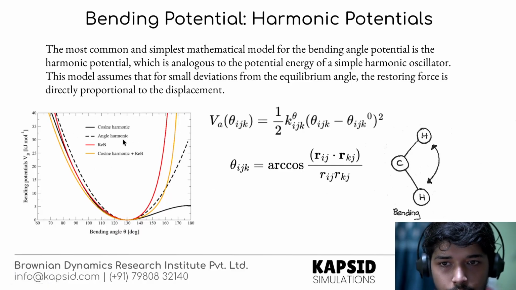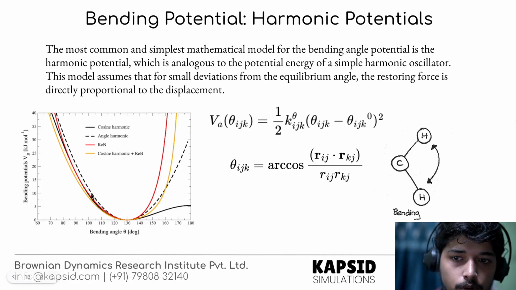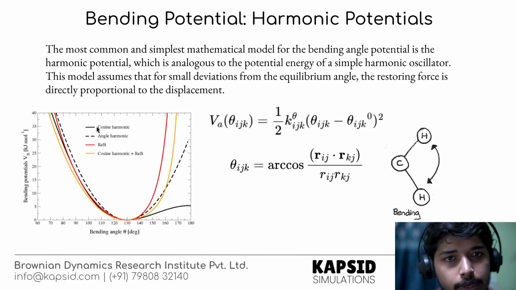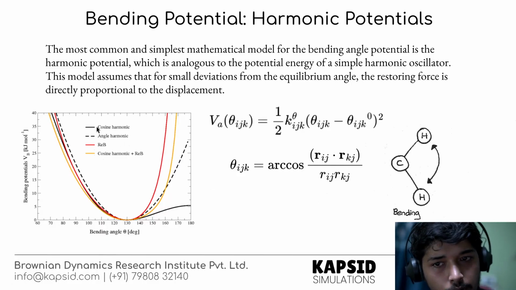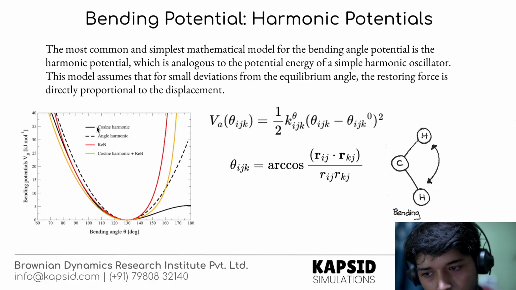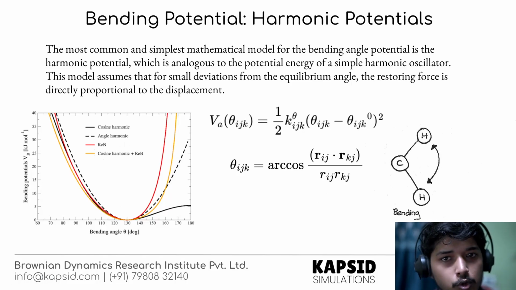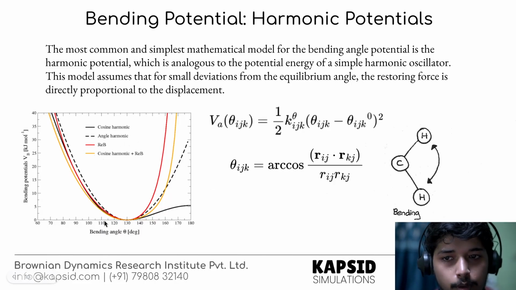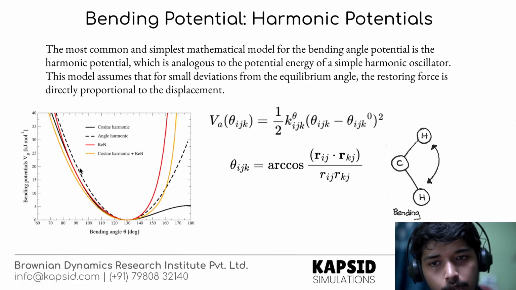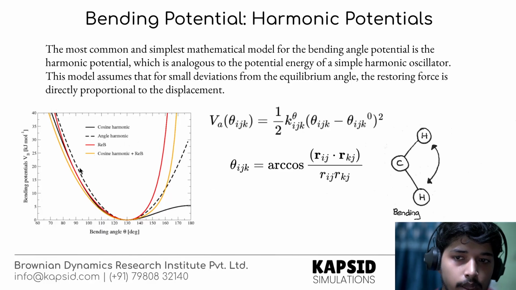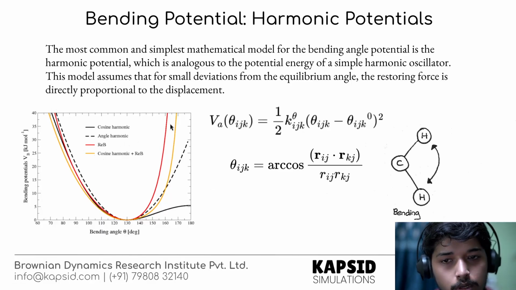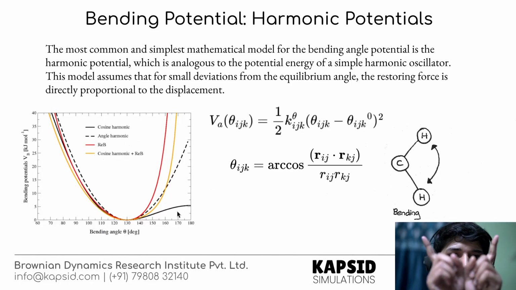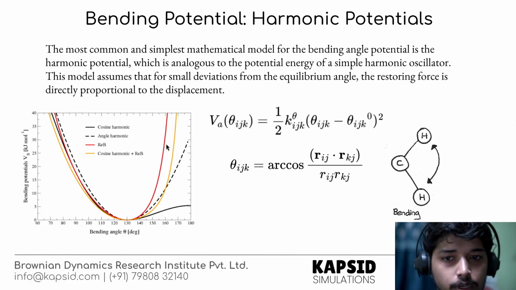You see, it's written angle harmonic. As you see, there are four types of potentials mentioned here. All of them are basically bending potentials, or they describe the bending motion of the bonds. But as you see, the repulsive term looks pretty similar in all the cases, with minor differences, right? On the other side, when the angle is increased, all of them are actually different.